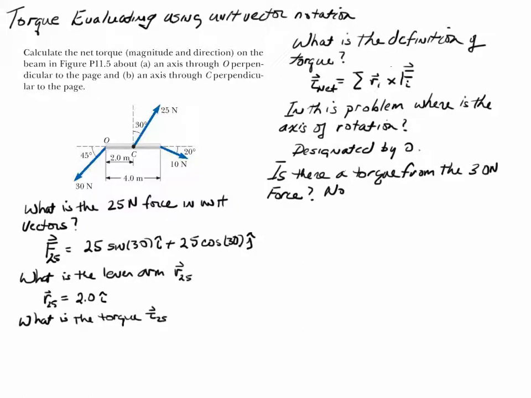What is now the torque? Since I know the force and the lever arm, I can calculate the torque. We have that the torque is r sub 25 cross F sub 25, and we'll form the cross product. And you should be able to tell me why I do not have the factor 25 sine 30 i hat in that equation. And we have the total torque from that force.